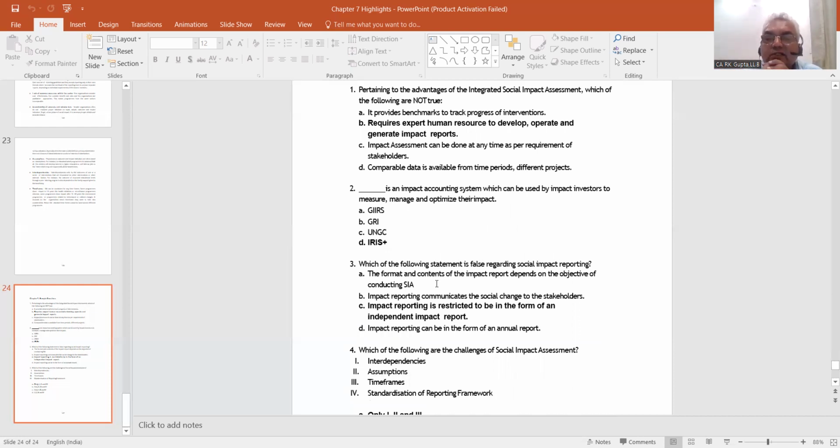Second, impact reporting communicates the social change to the stakeholder. This statement is also true. Then, impact reporting is restricted to be in the form of an independent impact report. And fourth, impact reporting can be in the form of an annual report. So this is also true. So this statement seems false: impact reporting is restricted to be in the form of an independent impact report.